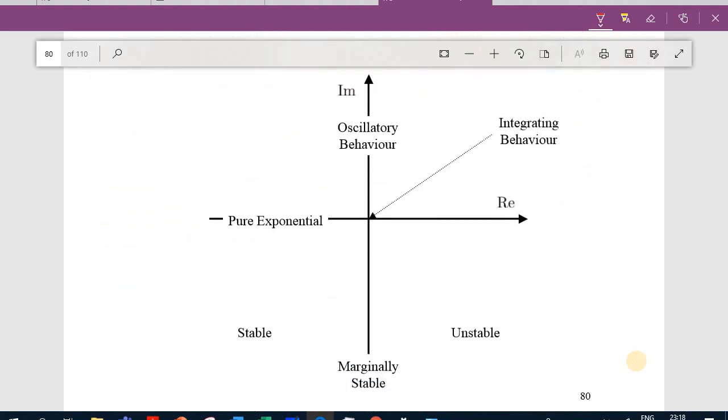And if you have something at the origin, we call that an integrating behavior, where the transfer function is going to be 1 over s squared.